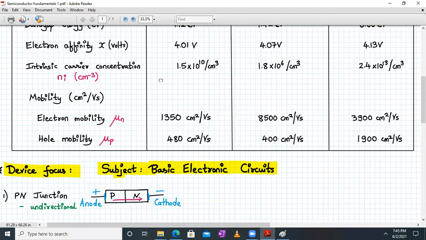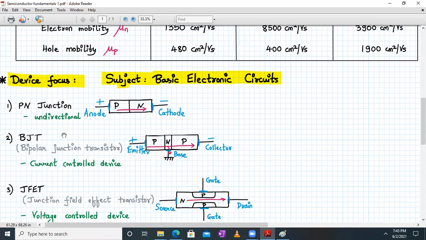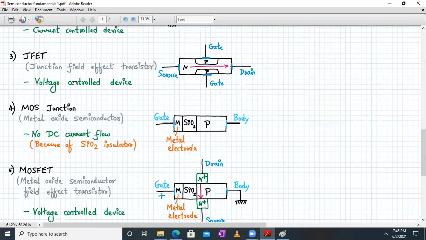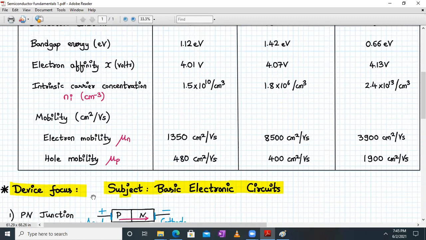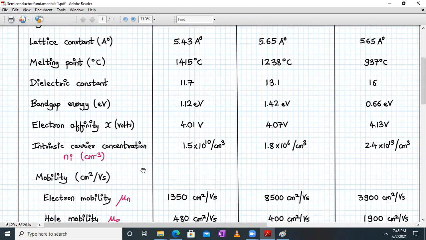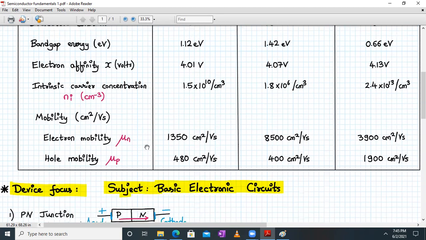In the subject of basic electronic circuits, the devices we will be focusing on are the PN junction, BJT, JFET, MOS junction, and MOSFET. We will start that in a bit. So these were all the properties of silicon, gallium arsenide, and germanium which are very important. I've listed only the important properties; there are many more which can be covered.